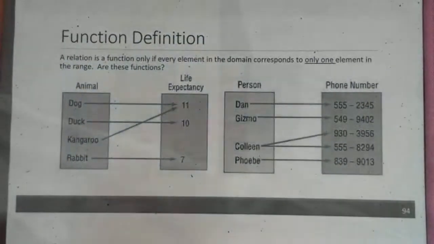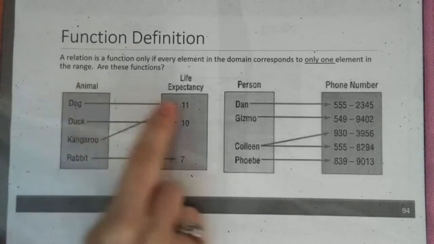Now a function is a special type of relation. A relation is a function only if every element in the domain corresponds to only one element in the range. So if I tell you the input, you have to be able to say the output is this. That's what makes it a function.